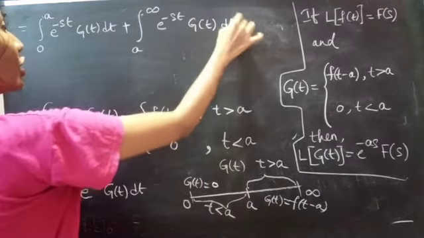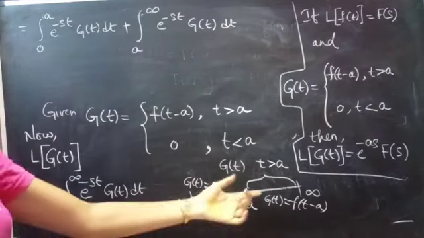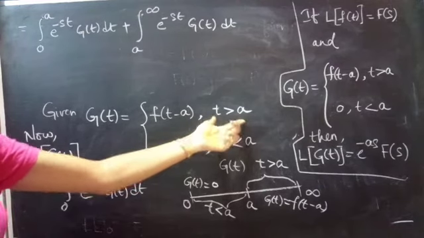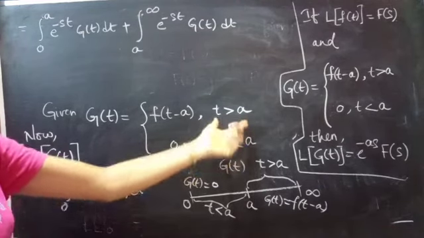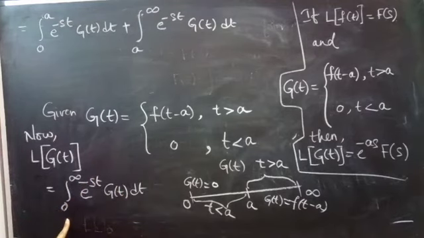Since g of t is defined between 0 and infinity for t less than a and for t greater than a, we are having two cases. For that purpose, we are splitting the single integral into two integrals, right?